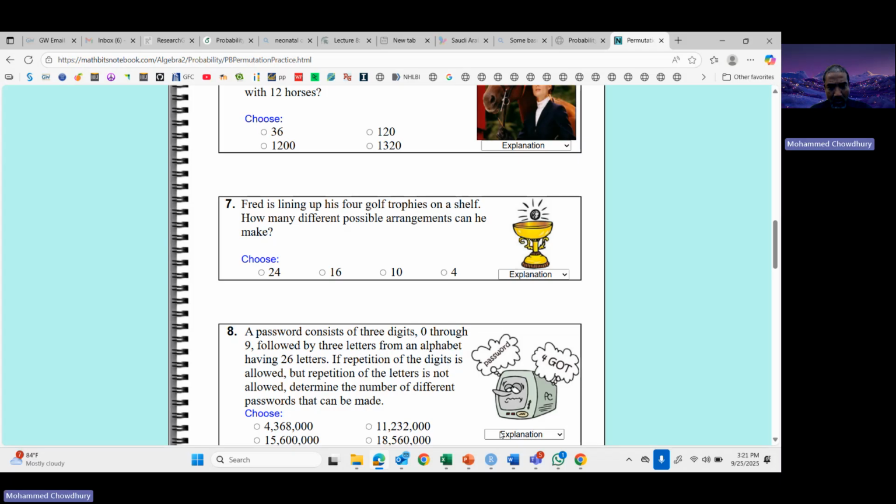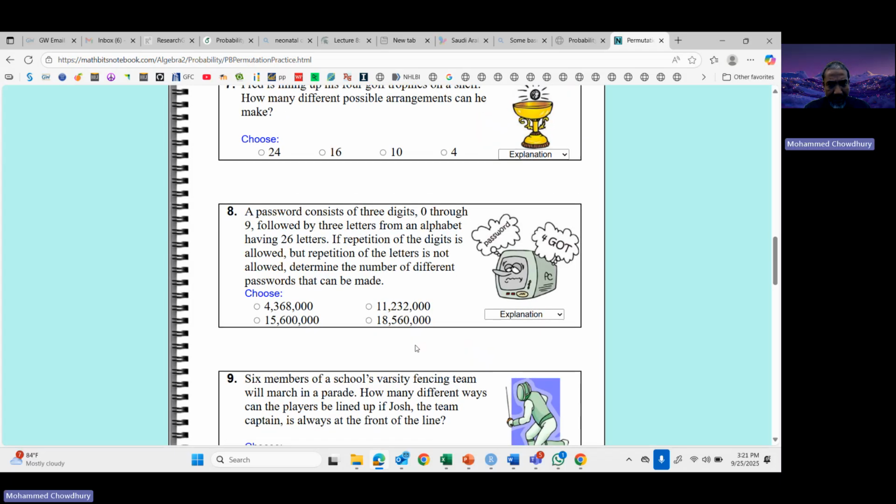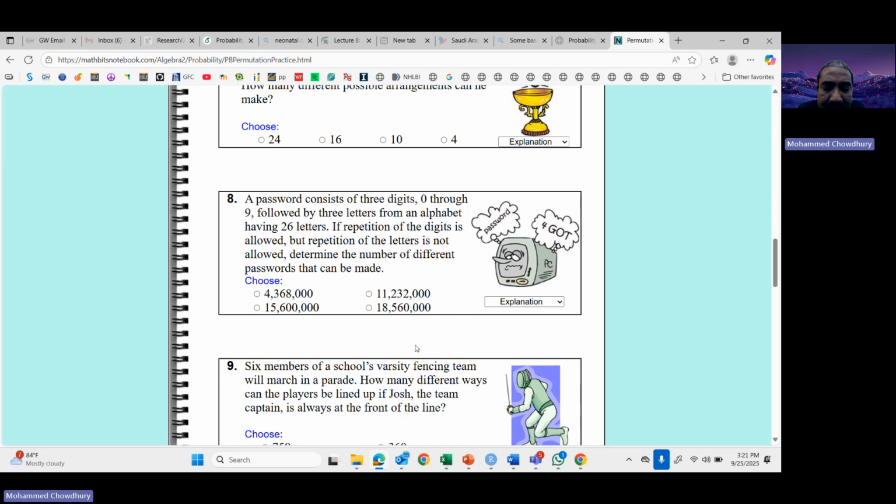Okay, now come. A password consists of 3 digits, 0 through 9, followed by 3 letters from an alphabet having 26 letters. If repetition of the digits is allowed, but repetition of the letters is not allowed, determine the number of different passwords that could be made.